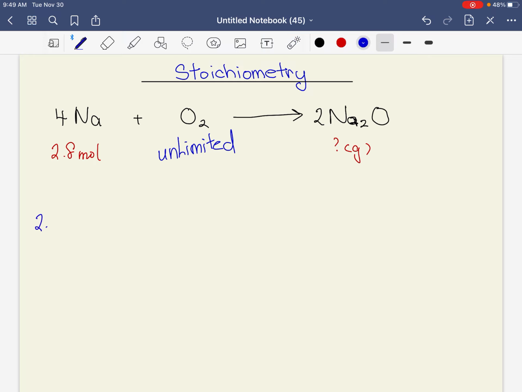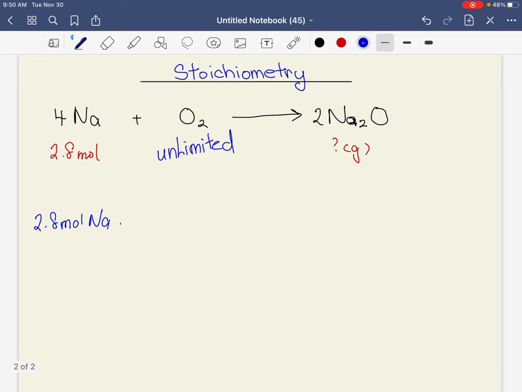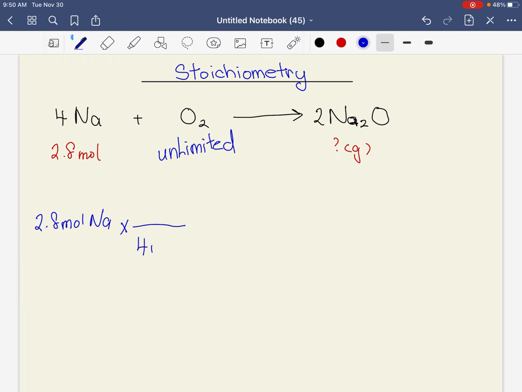So let's start with 2.8 moles of sodium. Remember, right off the bat, you can do the mole ratio: for every 4 moles of Na, you're going to produce 2 moles of Na2O. Moles cancel, Na cancel, and what you have here is moles of Na2O. Well, I don't want moles of Na2O. I want grams of Na2O, so I'm going to have to change this into mass.